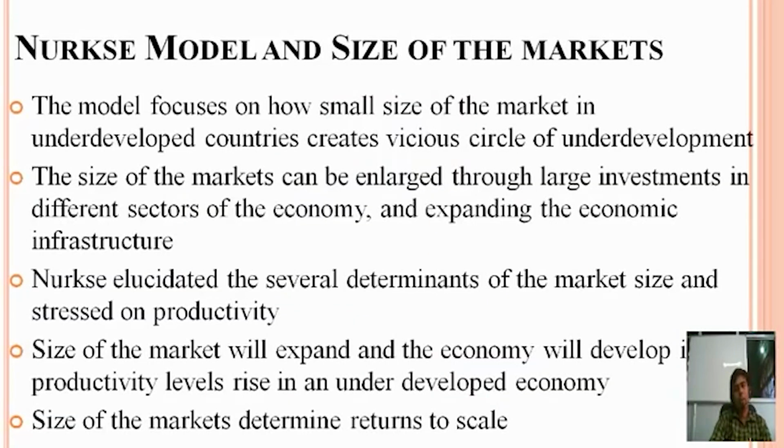So this Nurkse model focuses on how a small size of the market in underdeveloped countries creates a vicious circle of underdevelopment, and the size of the market can be enlarged through large investment in different sectors of the economy and expansion of the economic infrastructure. So the deadlock in development cannot be addressed if the investment is not really coming to different parts of the economy, such as small industry, large industry, and outside the agriculture sector.